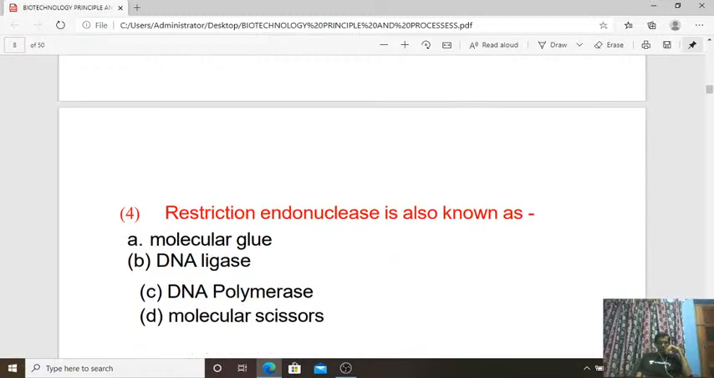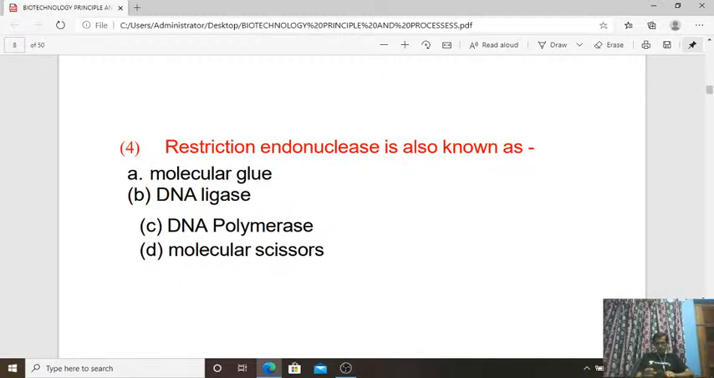Next question, number 4. Restriction endonuclease is also known as what? Molecular glue, DNA ligase, DNA polymerase, molecular scissors. Restriction enzymes work on the DNA molecule, so they are actually molecular scissors. They work at the molecular level of the biological system. So molecular scissors is the right answer. The answer is D for question number 4.